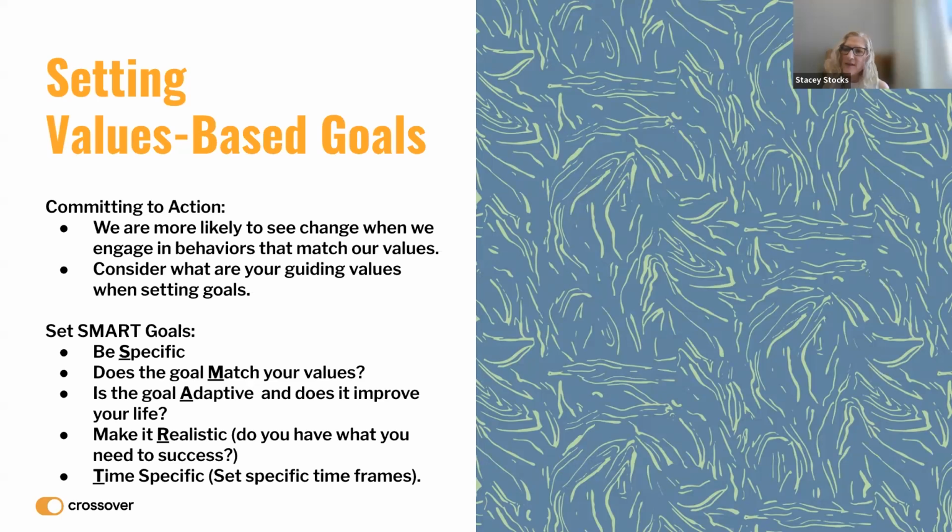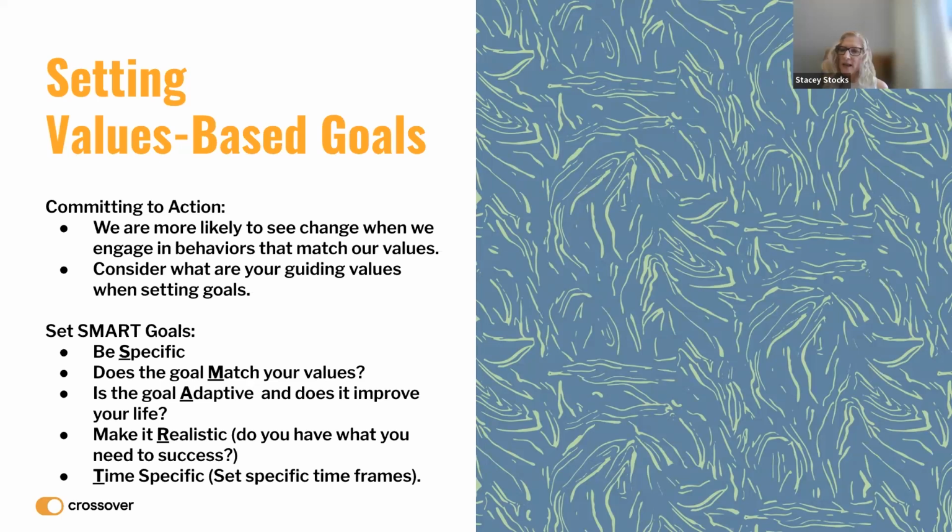We want to ask ourselves, are the goals or changes we're looking to make adaptive? Meaning, do they improve or enhance the quality of our lives, which is what most of us are after. We also want to ask, are they realistic? Do we have what we need to ensure success, time, resources, things like that? And then finally, when we initiate that behavior change or commit to action, we want to set really specific timeframes of what we're going to do.